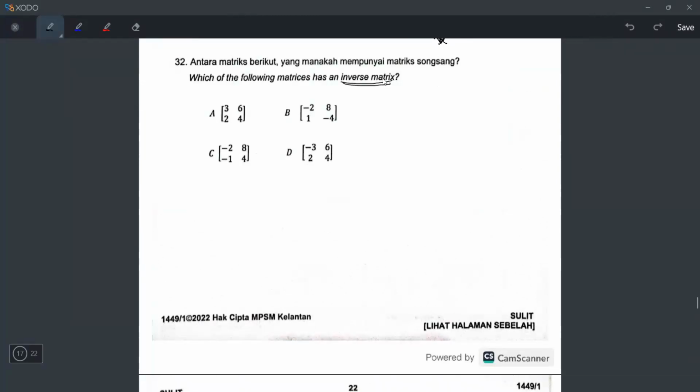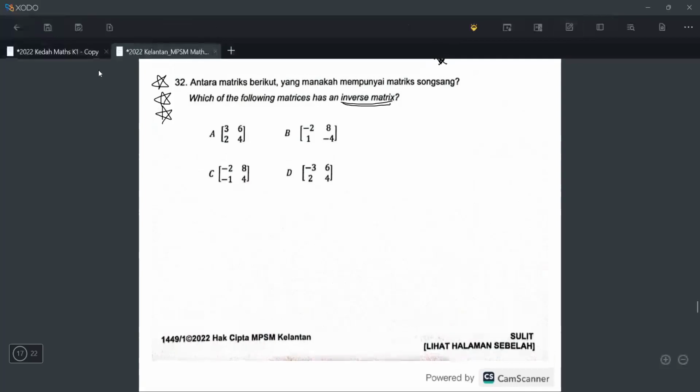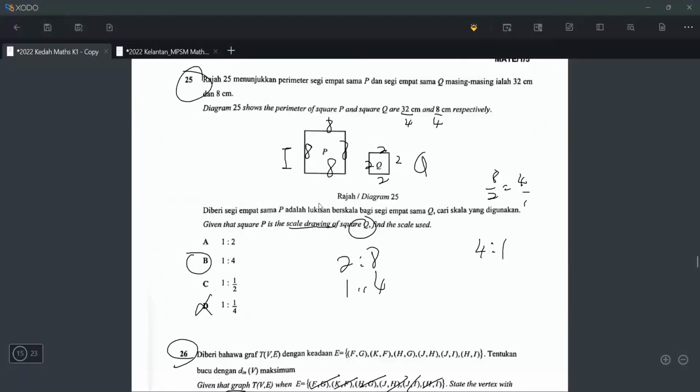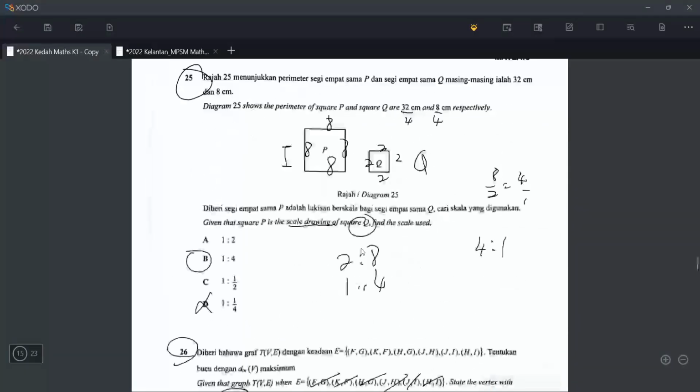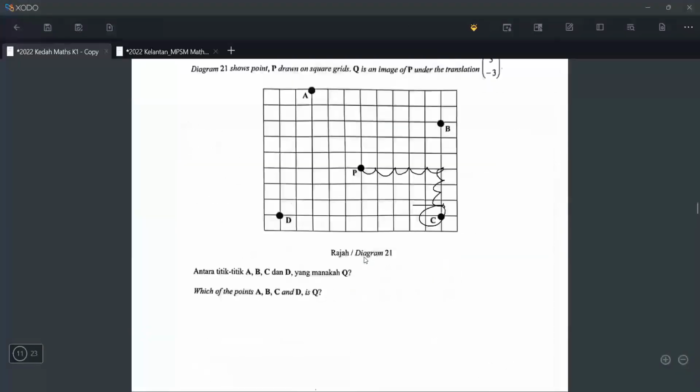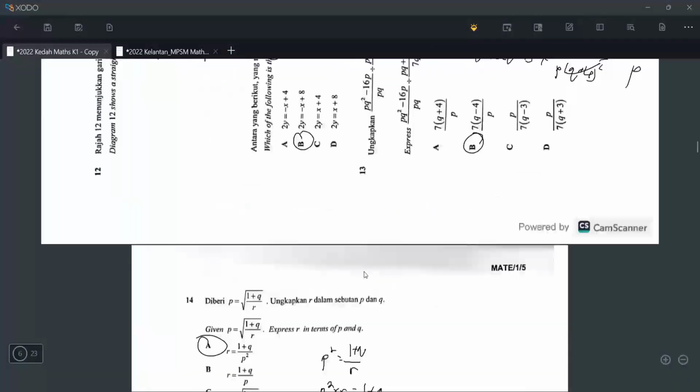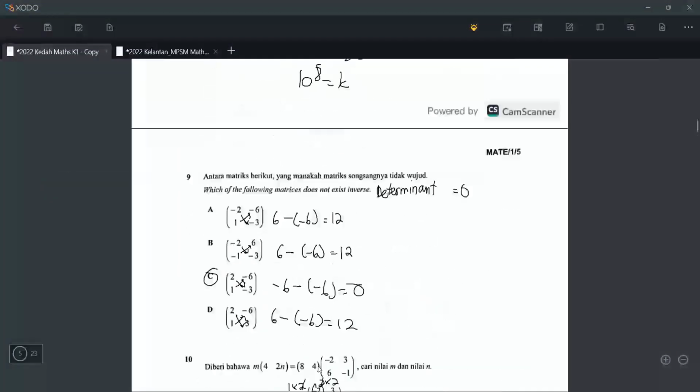Oh, I want you to take note here. I will put a star here, because this question comes out in the Kertas question also. So let's move to the Kertas paper. I'll show you. I believe it's 25, if I'm not mistaken. Okay, not 25. Maybe somewhere up there. Wait for me, I'm trying to find it for you. Okay, I found it.